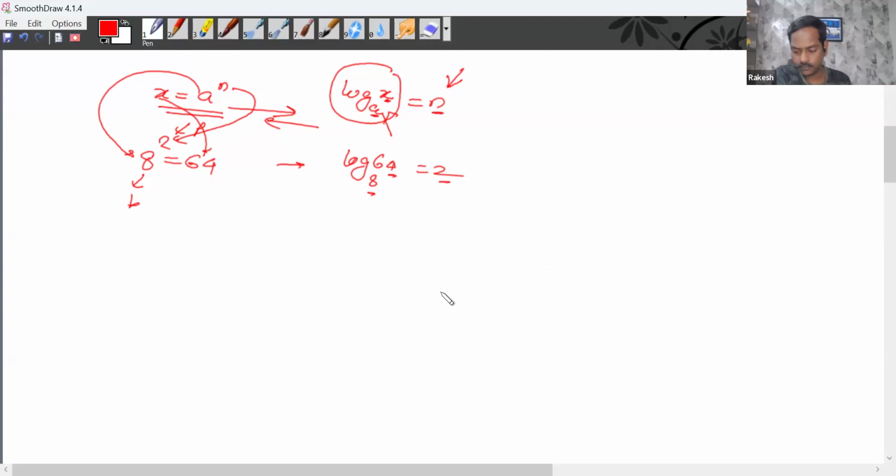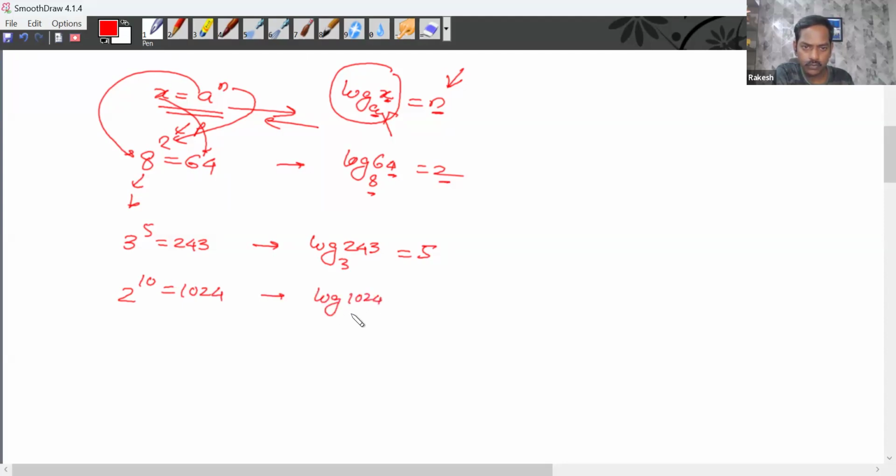Right? Let's do some more. 3 to the power 5 is 243. Write it down immediately in the logarithm format. This can be converted to logarithm format, which will be log of 243 with base 3, and that is equal to the power 5. Fair enough, right? Let's do one more. 2 to the power 10 is equal to 1024. If I convert, I can write it as log of 1024 with base 2, and that is equal to 10.